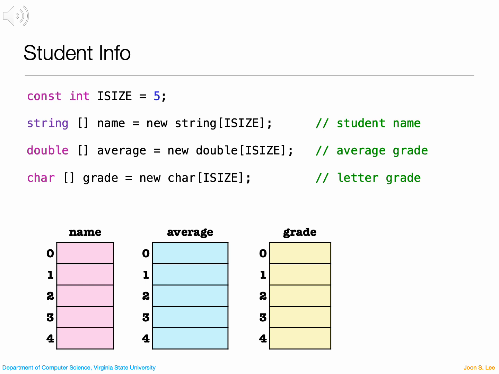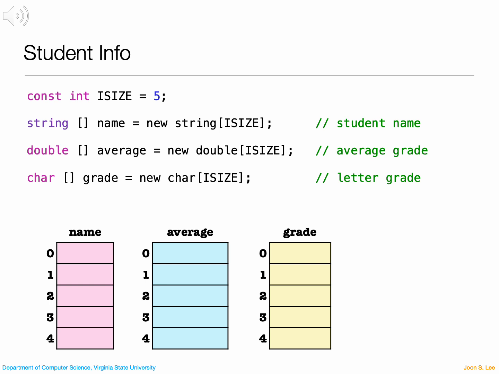All 3 arrays use the same index to represent the same student. For example, index 0 in all 3 arrays refers to the same student. Name 0, average 0, and grade 0 all belong together. This approach is known as parallel arrays. The diagram at the bottom illustrates this visually. Each column is a different array, and each row represents a single student.